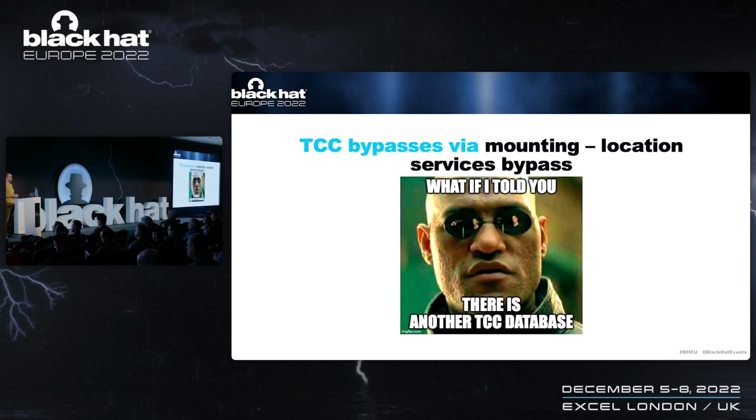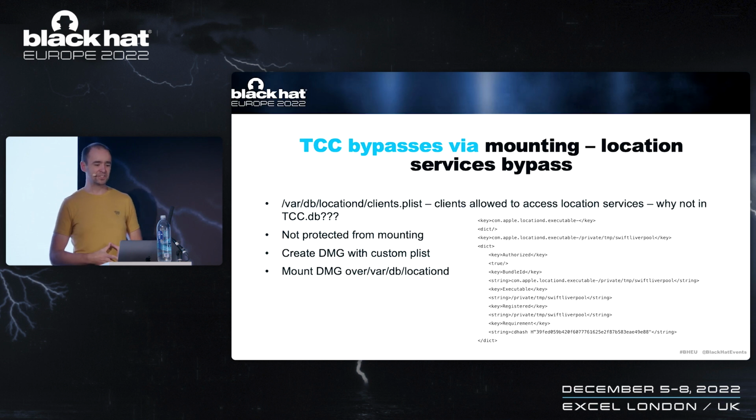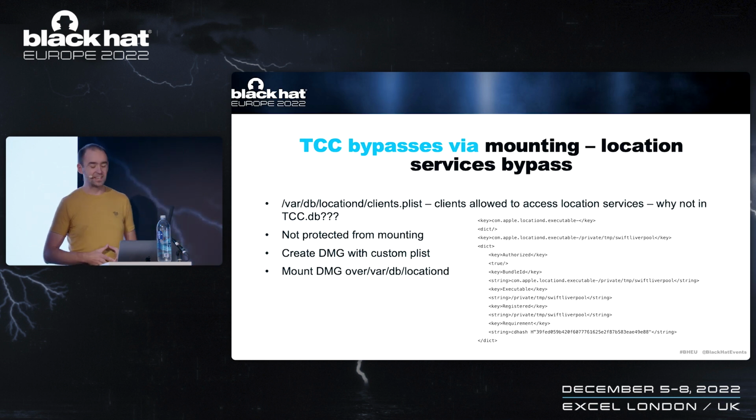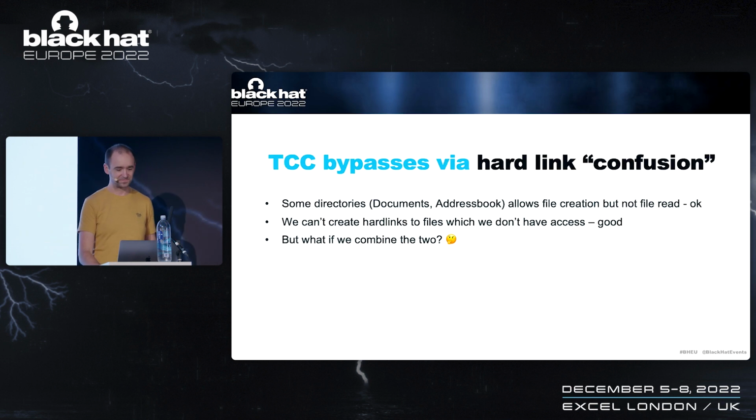Turns out not all. So TCC has two main databases, one for the system process and one for the user. Turns out there is a third one which I wasn't aware of, and it's only used by the location services daemon. And it's not a database, but it's a property list file, but it acts as the database. I have no idea why this is separate and why these permissions are not in the main TCC database. I think it should be. Anyhow, this location wasn't protected. So what I could do is create a new custom plist, put it in a disk image, and mount this disk image over the var.db location, the directory, and grant any application access to location services.